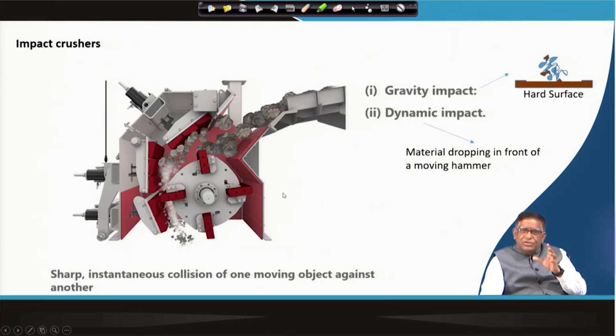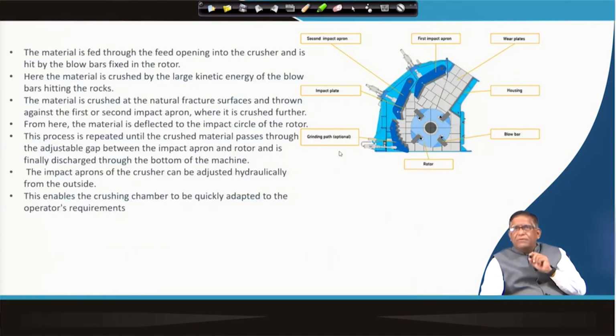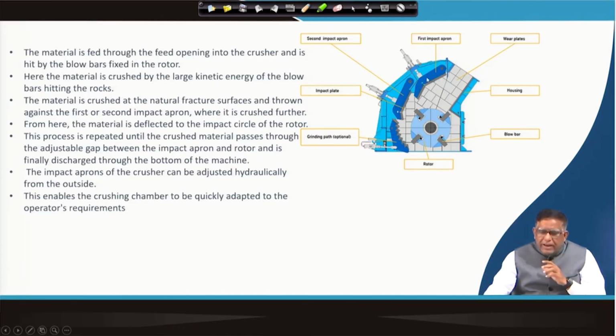As a material handling engineer, you will have to select the right type of equipment: the chamber where the impact will take place, and how you will have this impact apron. These are the impact aprons which are there, and Sandvik has created such types of machines where, depending on what velocity and what size of material is coming, you can push these things closer, because when a big size material comes over here, it will get stuck and this rotation will give an impact over there and it will go.